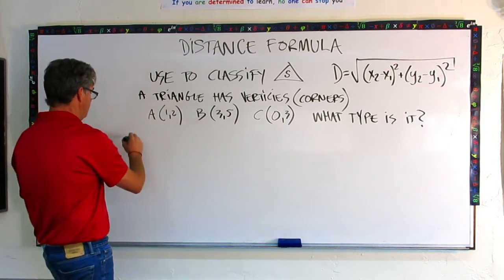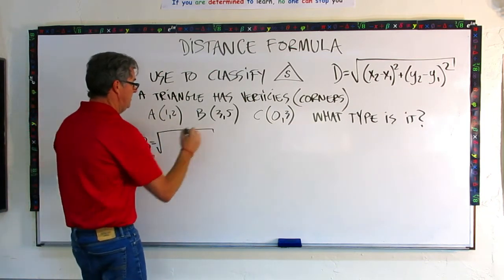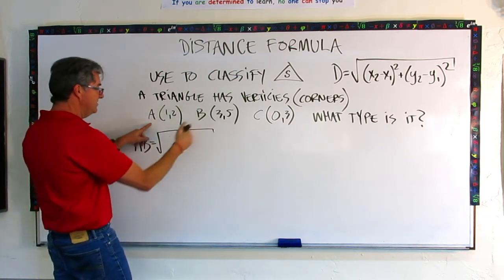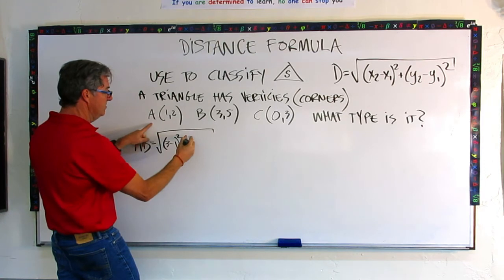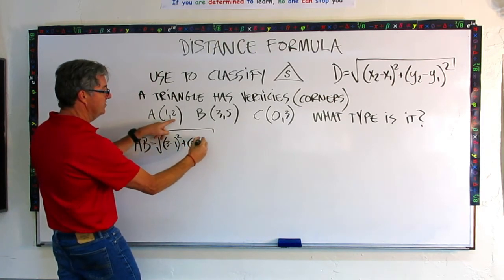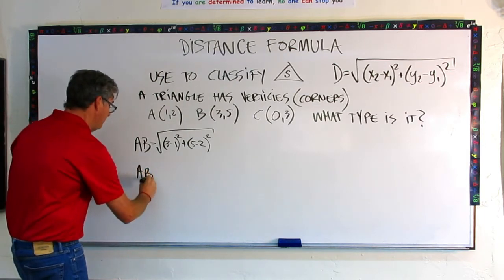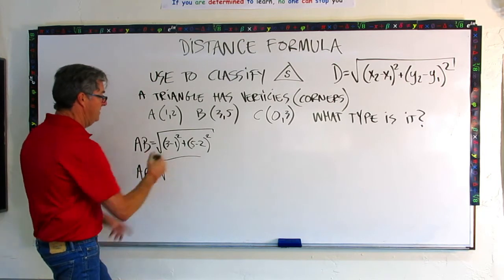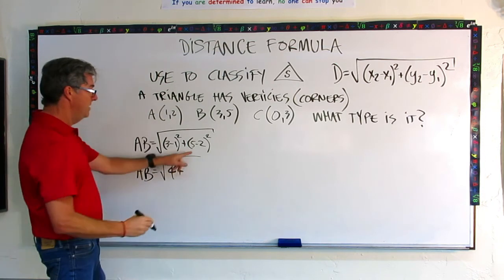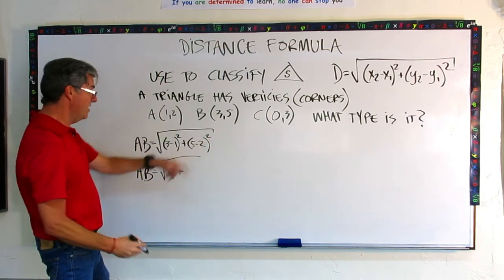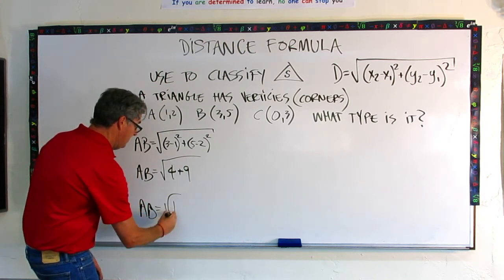So AB. I'm going to write it like this. Distance of AB equals, now I'm doing these two: x2 is 3 minus x1 is 1, squared, plus y2, which is 5, minus 2 for y1, squared. So that's my plug-in step for AB. Let's finish this out. 3 minus 1 is 2, squared is 4. 5 minus 2 is 3, squared is 9. So AB equals root 13.